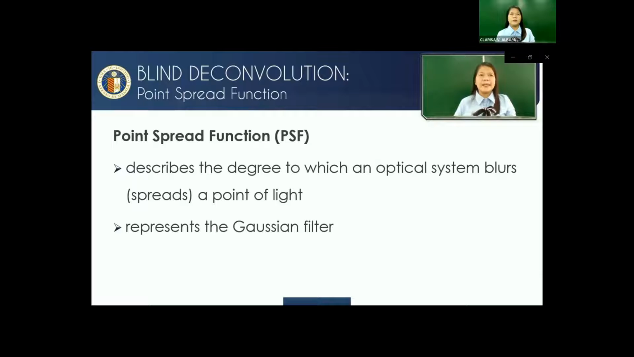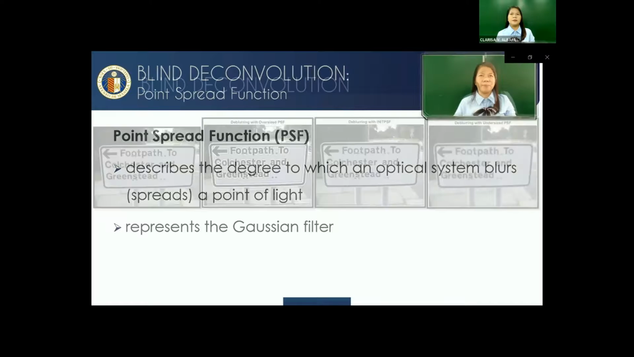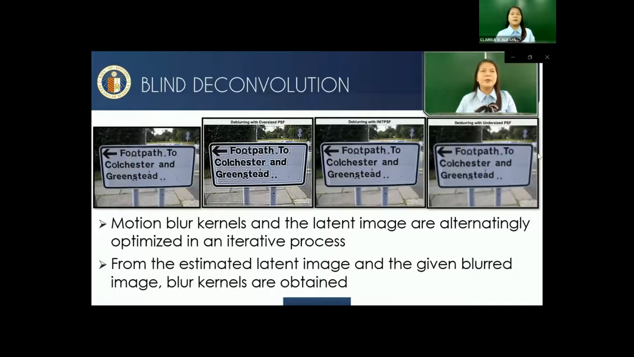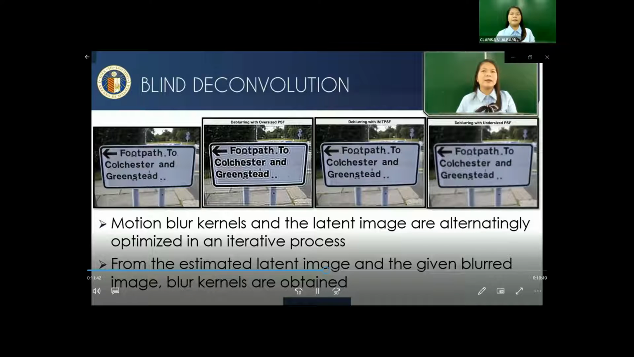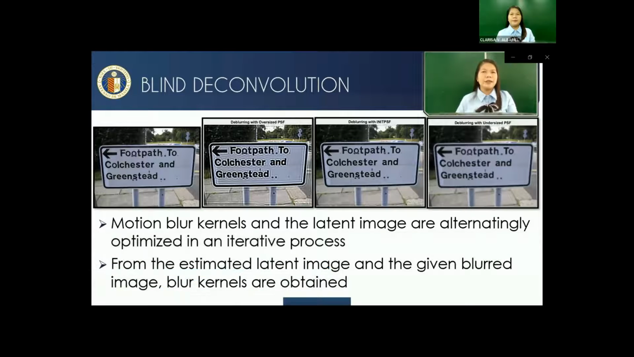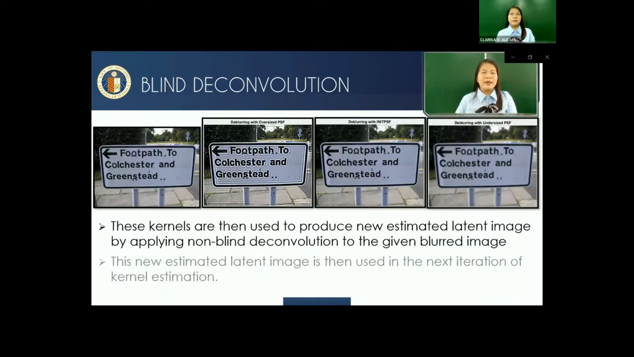Point spread function, or PSF, describes the degree to which an optical system blurs or spreads a point of light. It represents the Gaussian filter. In blind deconvolution, motion blur kernels and the latent image are alternatingly optimized in an iterative process. From the estimated latent image and the given blurred image, blur kernels are obtained. These kernels are then used to produce a new estimated latent image by applying non-blind deconvolution to the given blurred image. This new estimated latent image is then used in the next iteration of the kernel estimation.